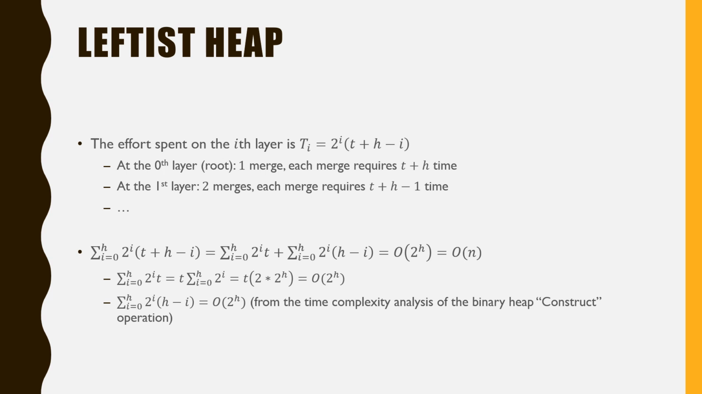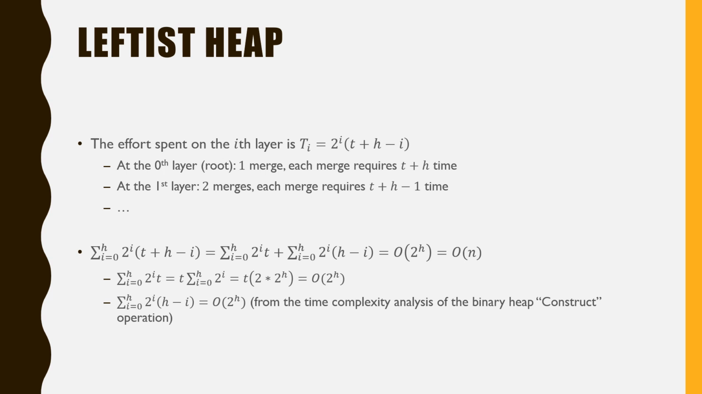For example, at the 0th layer of the recursion tree, only one merge is required to construct the heap at the root, and this merge takes T + h time. At the next layer, 2 merges are required, each taking T + h - 1 time. This pattern continues as we move down the recursion tree.